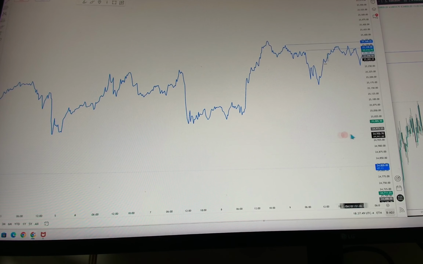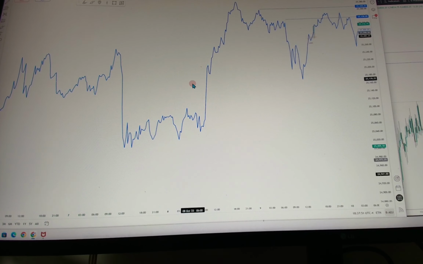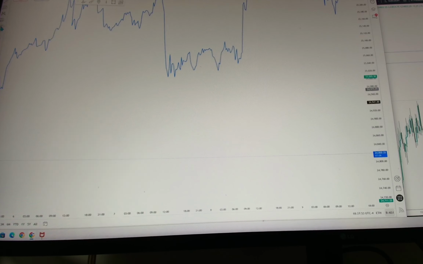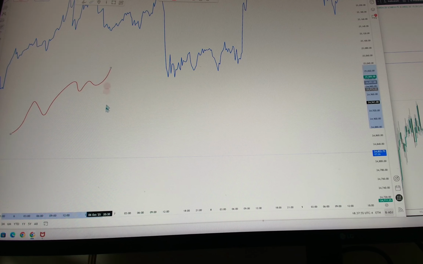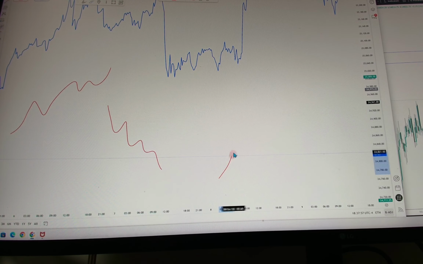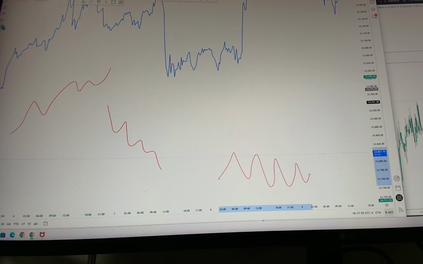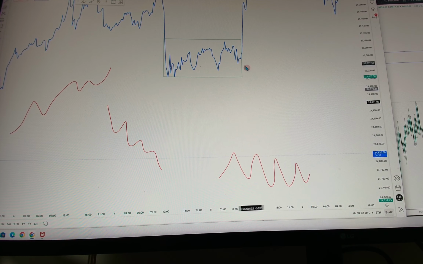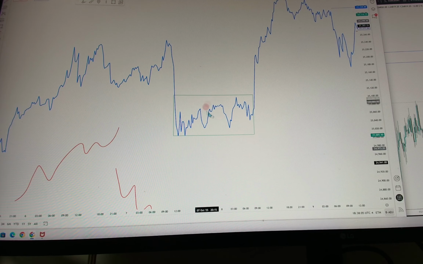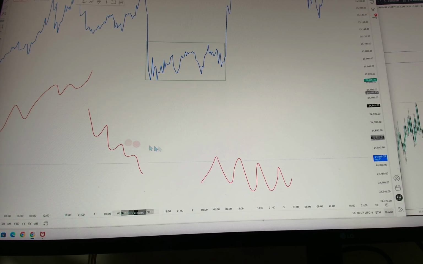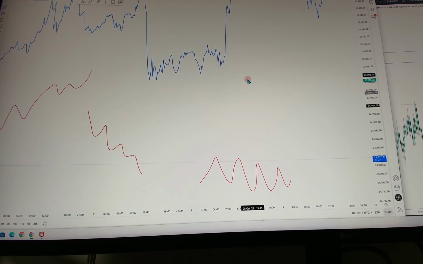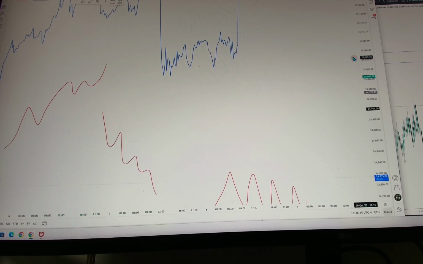So have a look at this, right? Have a look at this price structure, for example, right here. Again, the market can either trend up like this, it can trend down like that, or it can do this. It can move in a range. So before I answer, what would you say this price structure is doing right here? Is it trending up, trending down, or is it a range? It's a range, right?